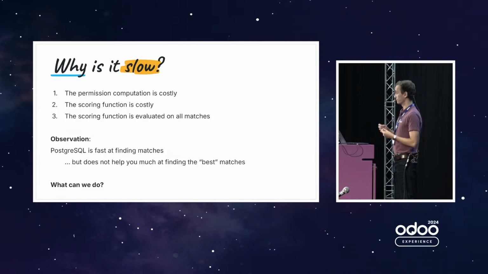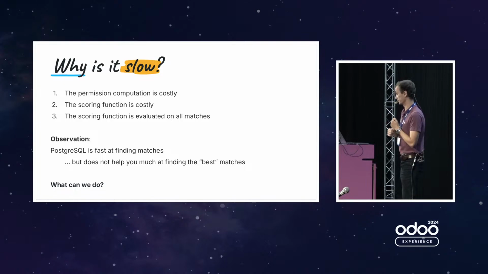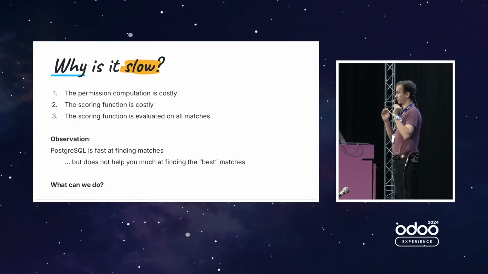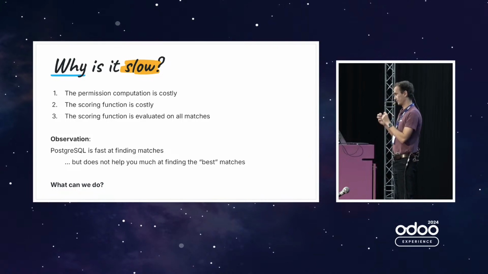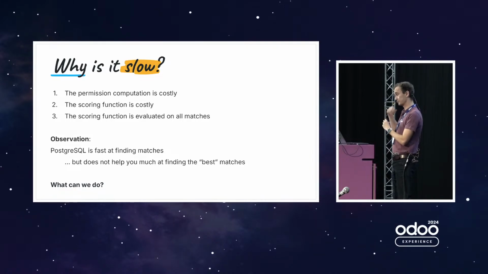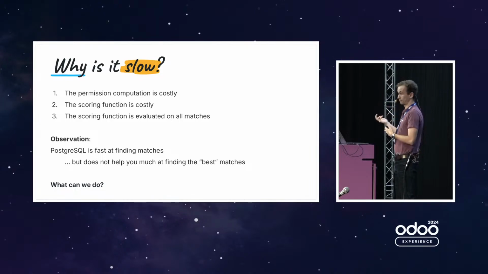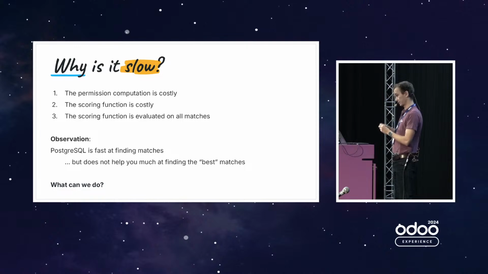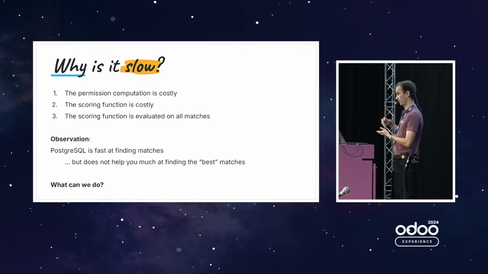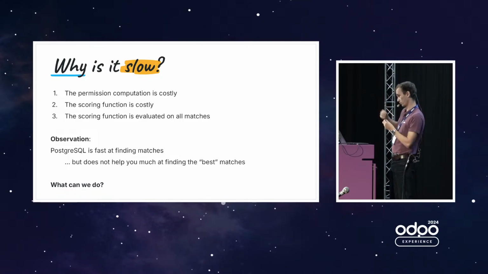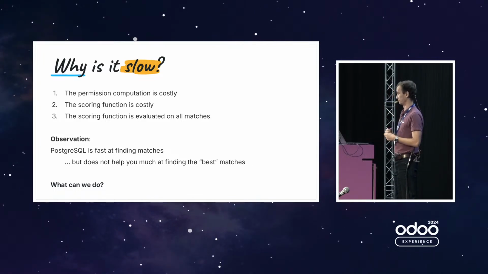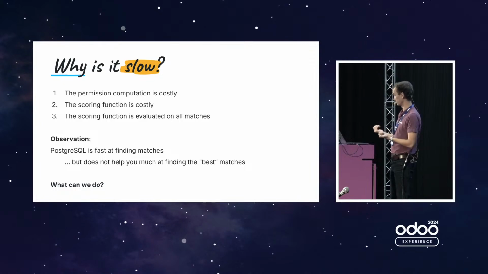And the reason is, there are three reasons. So the first reason is the permission computation is costly, because in Knowledge we have this system of hierarchy of articles, and an article can inherit its permission from one of its parents. So if you want to know if you have access or not to an article, you have to recursively compute the permission on all the articles of the hierarchy. So this is actually extremely complex to do, and this is what is really costly.